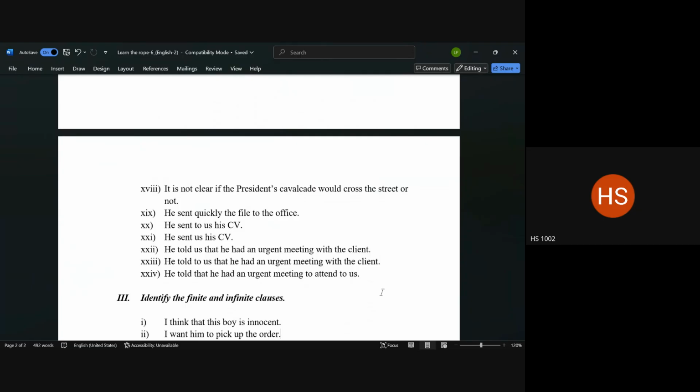Okay, and how will you correct the 20th one? You can do it in two ways. One is the 21st sentence, he sent us his CV. Alternatively, you say he sent his CV to us. Okay.